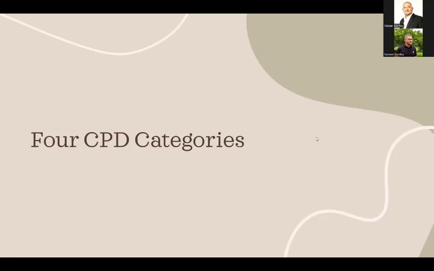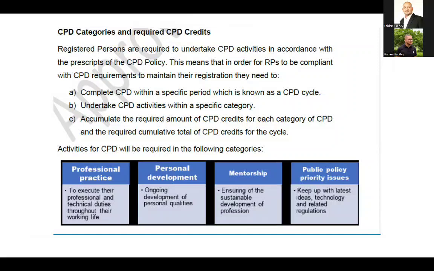Okay, now we'll cover the 4 CPD categories. So the CPD categories and required CPD credits. I'm going to break down and give you an indication of what the categories are. What it mentions here is that registered persons are required to undertake CPD activities in accordance with the prescripts of the CPD policy. This means that in order for registered persons to be compliant with CPD requirements, to maintain their registration. So this is very important, as I mentioned.